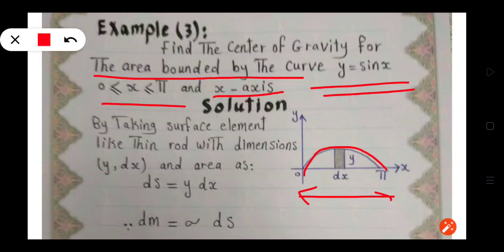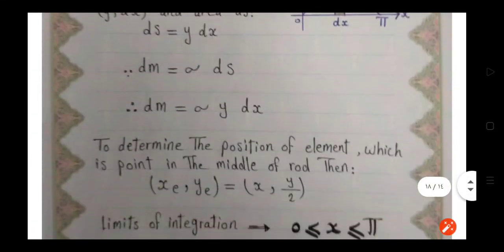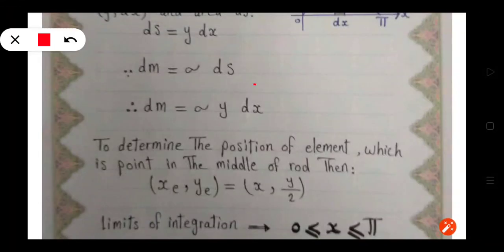The element is bounded from 0 to pi along the x-axis, so we have dx, and the element is parallel to the y-axis. We will take a surface element like a thin rod with dimensions y and dx. In this case, dS, the area of the element, will be y dx. Now we should find the mass element dm. Mass element dm equals sigma dS, so it will equal sigma y dx.